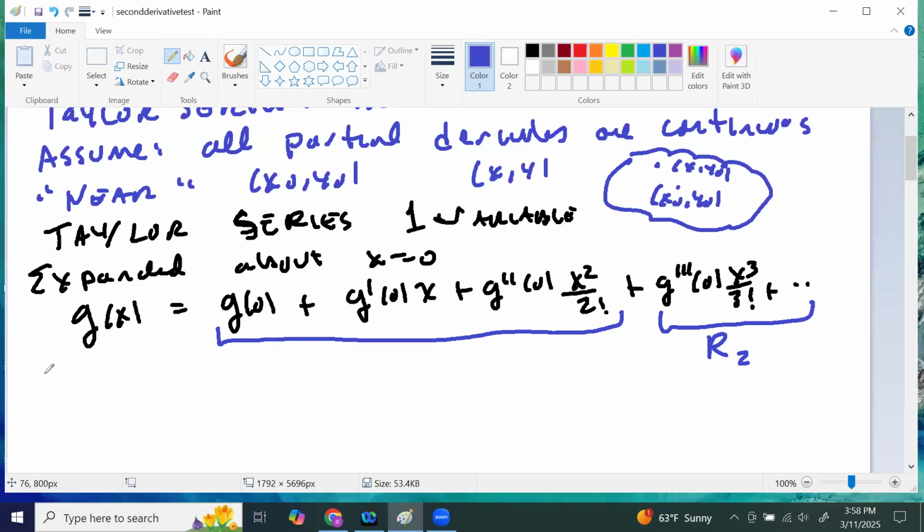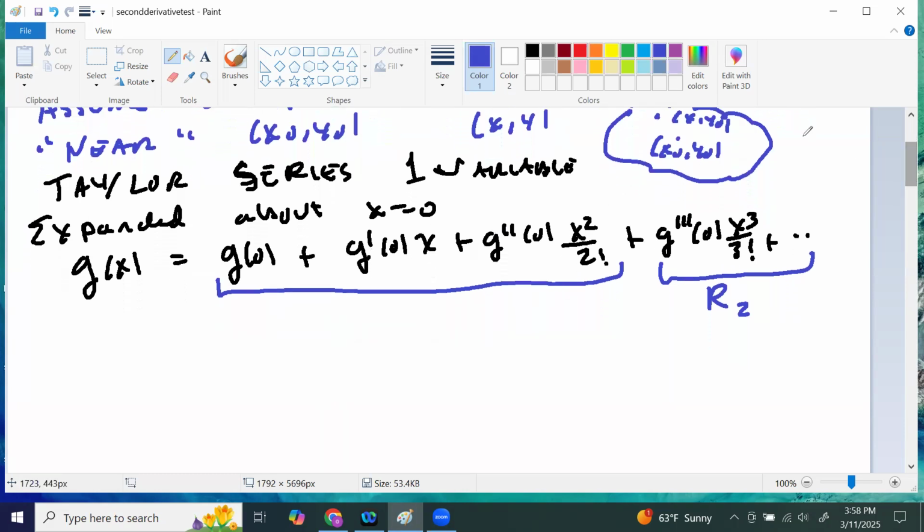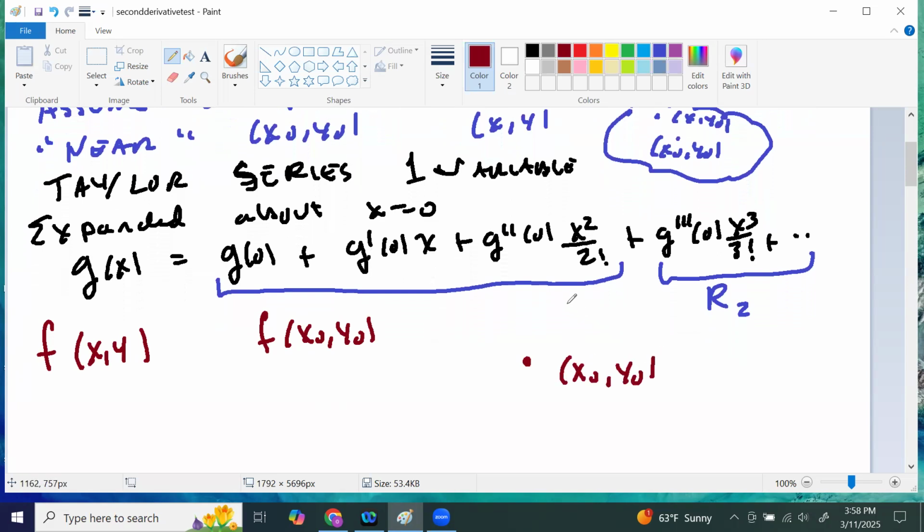Okay, now let's get on with the two variable case. What I'm going to assume is that you have a function f of x, y, and an initial value x naught, y naught being put into this function. And here's the value of interest, x, y. I'm going to make a little line segment going from this point to this point. And here's how I'm going to parameterize my line segment.